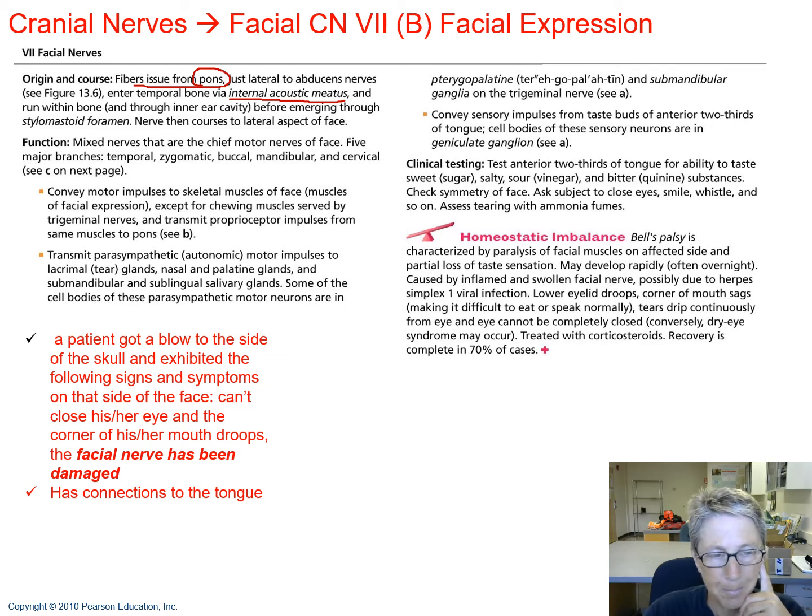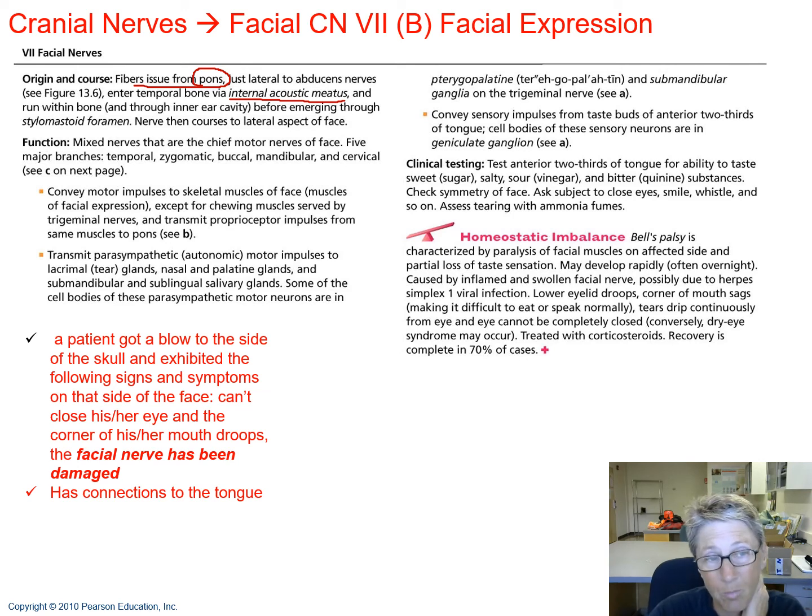And here's a possible test question. A patient got a blow to the side of the skull and exhibited the following signs and symptoms on that side of the face. So let's say he gets a blow to the left side of the skull. What happens on that side of the face? They can't close their eye on the left side of the face, and the corner of the mouth droops on the left side. That means the facial nerve has been damaged.